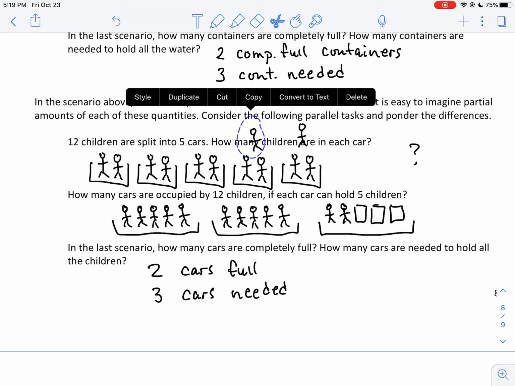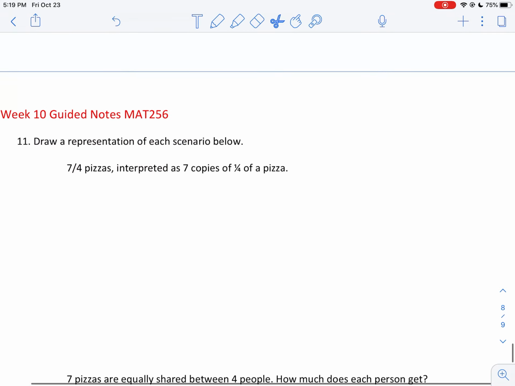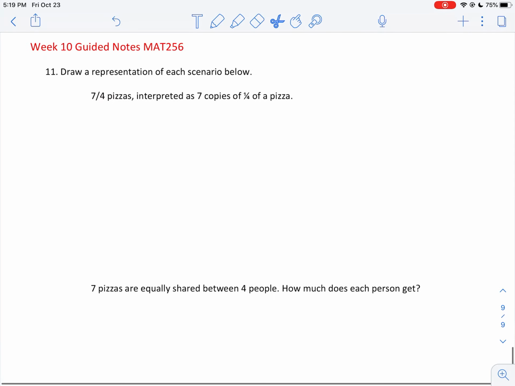Like in the first case here, you simply say, well, I'm not going to split kids up, so I'm just going to find a way to put 2 kids in 3 of the cars and 3 kids in 2 of the cars, and that will get all the kids in the cars. All right, so some things to think about.